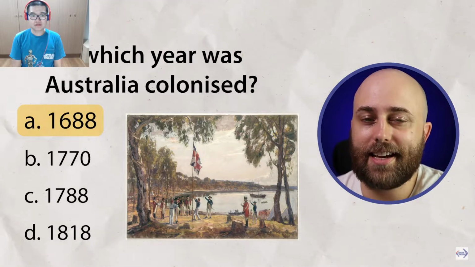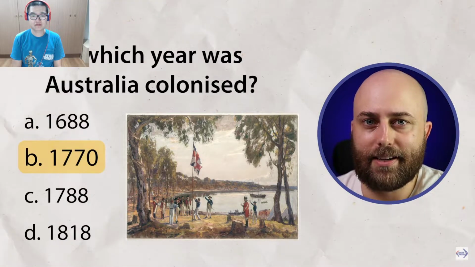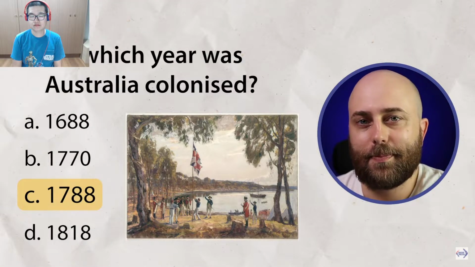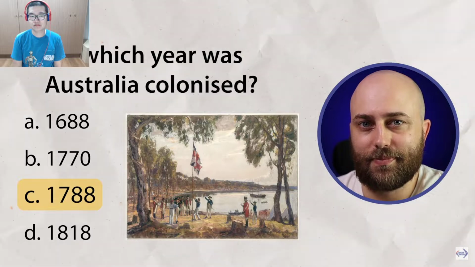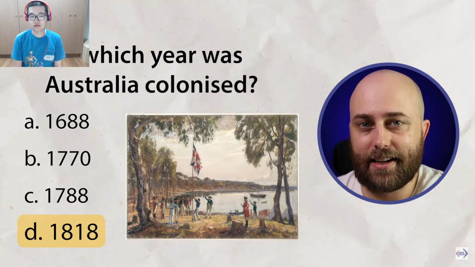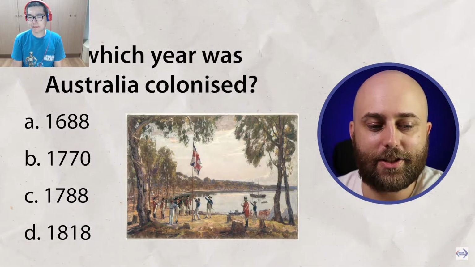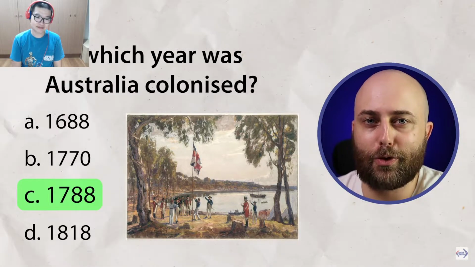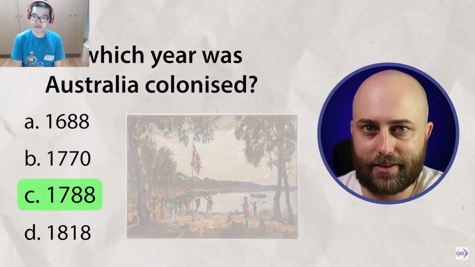5. In which year was Australia colonised by the British? A. 1688. B. 1770. C. 1788. Or D. 1818. 788吧。And the answer is C. 1788 is when the first fleet arrived in Australia and it was colonised. In 1770, this is when Captain Cook discovered Australia and mapped the east coast.